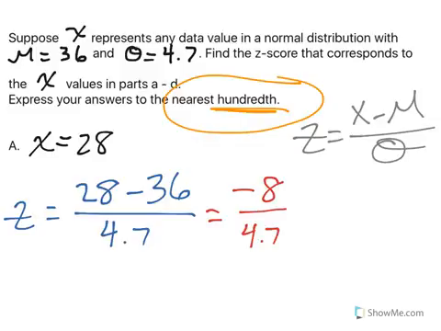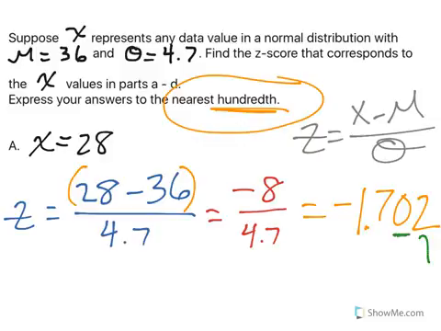If you're a person who wants to plug it all into your calculator at the same time, that's great. Make sure you put your numerator in parentheses. Your calculator always follows order of operations, and if you don't put them in correctly, you're going to get the wrong answer. So when I take -8 and divide by 4.7, I have a -1.702. Now, rounded to the nearest hundredth, 2 tells me to round down, and I have -1.70.